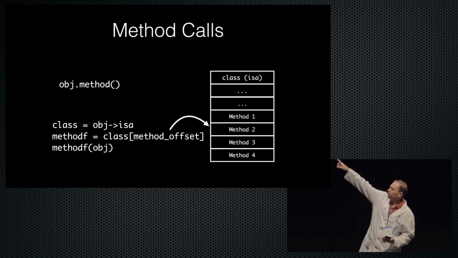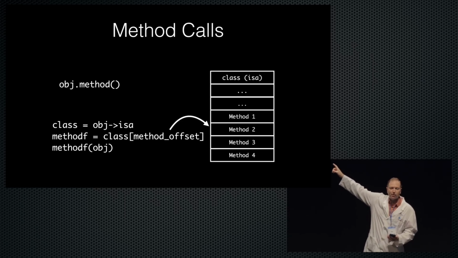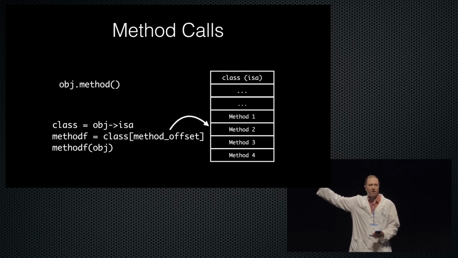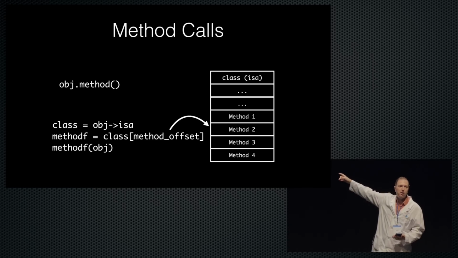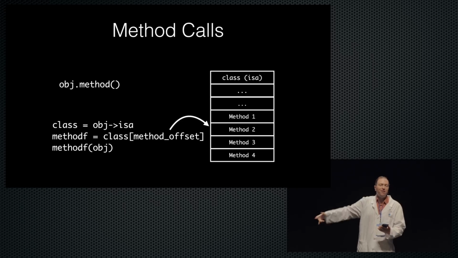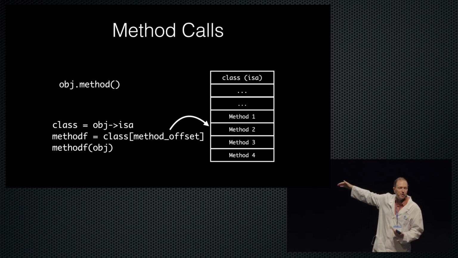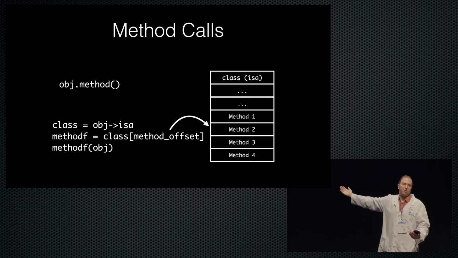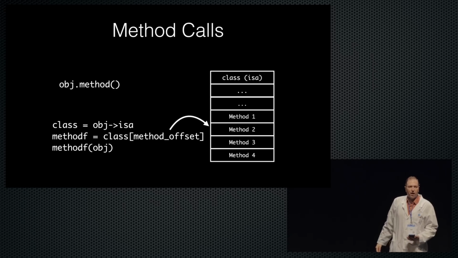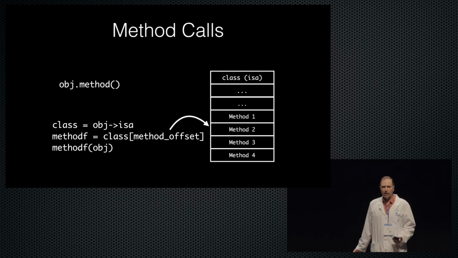So you write obj.method up here, and that translates into code like this down here. So essentially, you take the object, you get that field out of it, and then you just index into it to get the method pointer. And then you jump to it. You essentially make a function call based on that. And so it's quick, it's efficient at runtime.